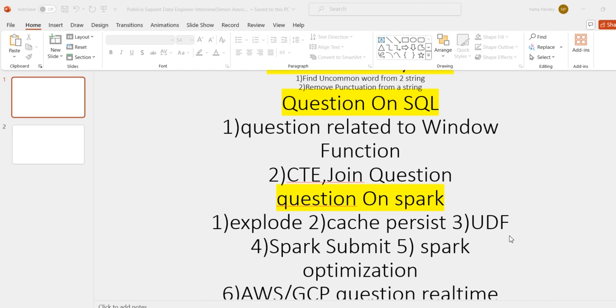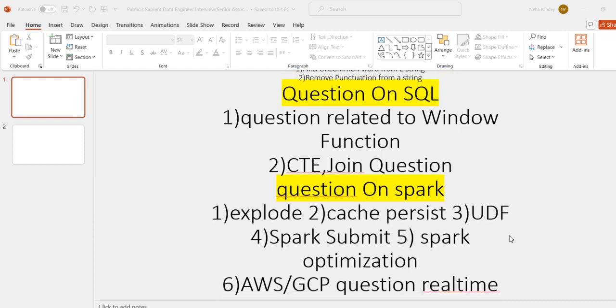Then they asked what is client mode, cluster mode, how they are used, what is the use of that. Okay, then the last question they asked me: if you are facing any problem related to a Spark job, if there is latency, what are the ways you can optimize your Spark job. Then we explained, and they agreed with that.